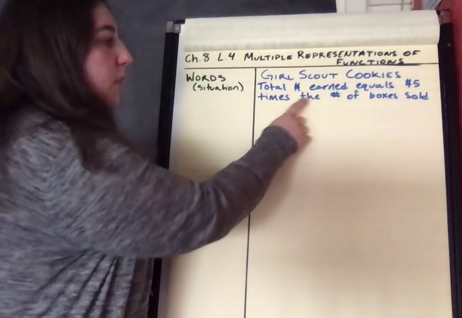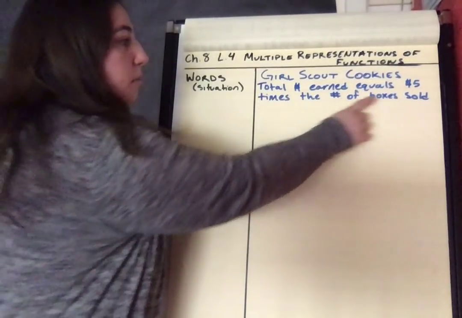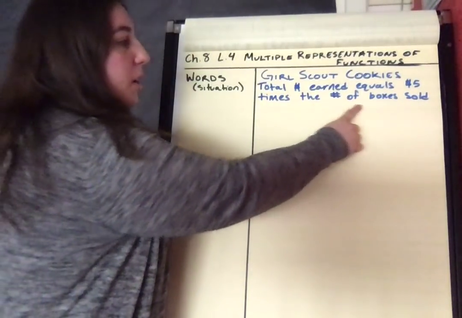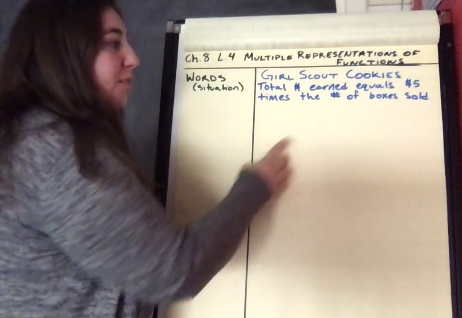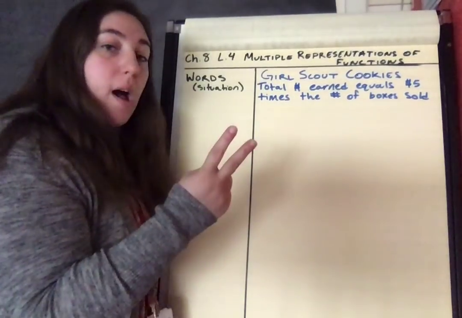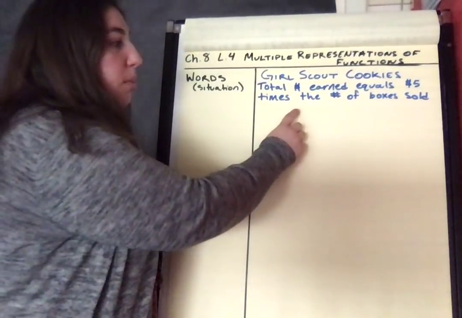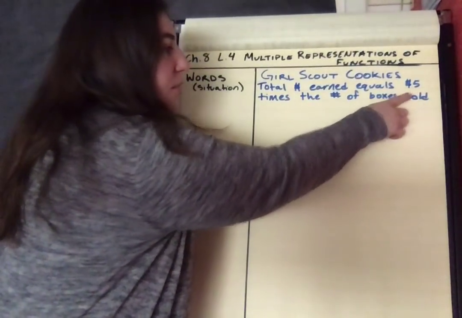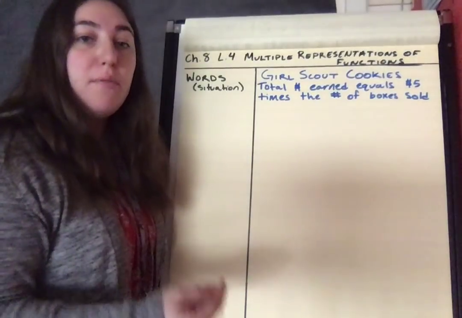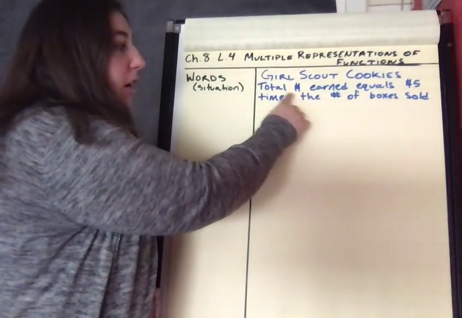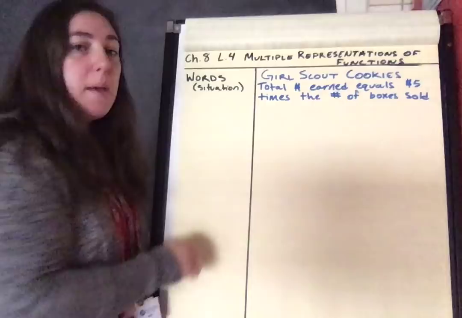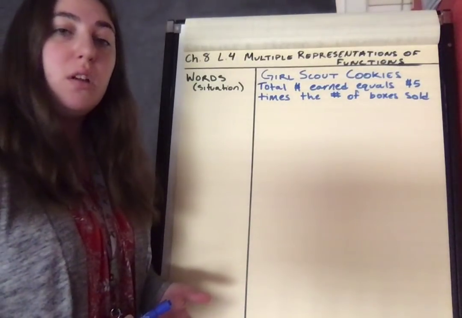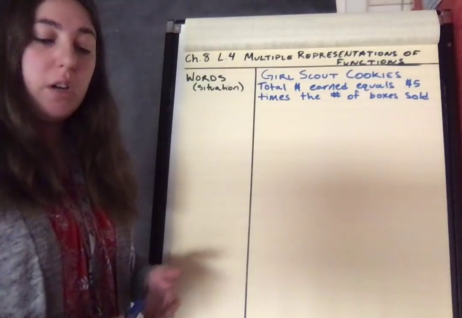So it's going to multiply $5 multiplied by the number of boxes sold. So if we sell 2 boxes, we're going to multiply 2 boxes times $5 because each box costs $5, and then we will get our total money earned. Okay? So now that we understand the situation a little better, let's write down what our variables are.